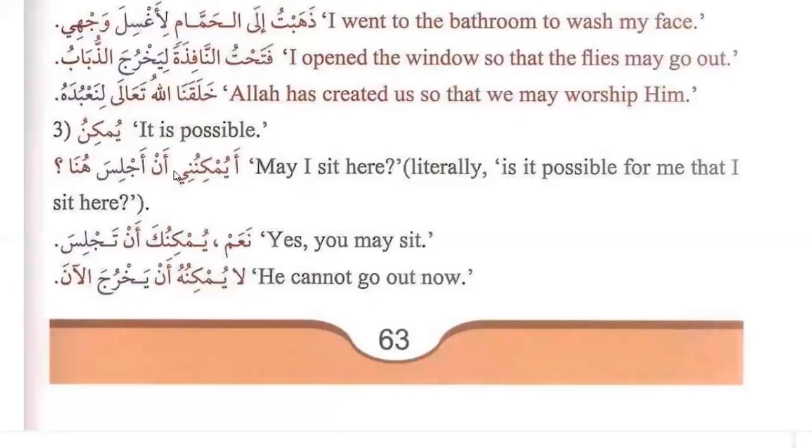Yumkinu, it is possible. A yumkinuni an ajlisa huna? May I sit here? Literally, it is possible for me that I sit here. Na'am. Yumkinuka an tajlis. Yes, you may sit. La yumkinuhu an yakhruja al-an. He cannot go out now.